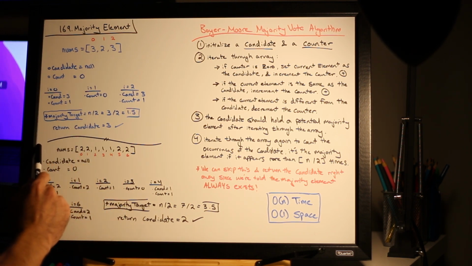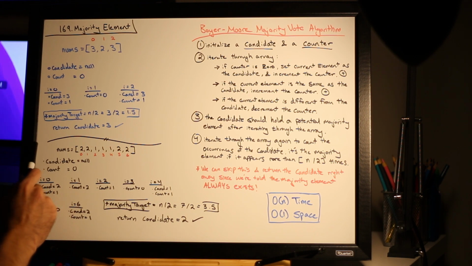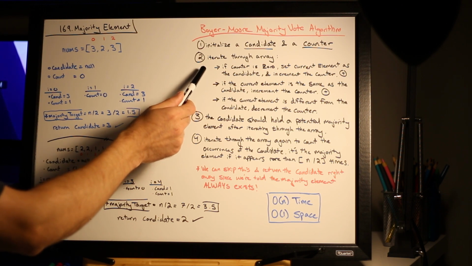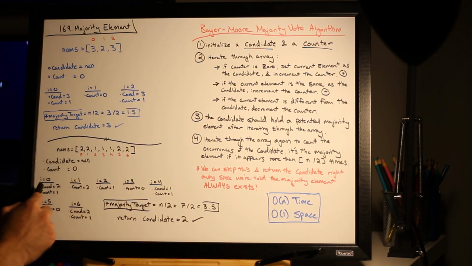Let's go over the next example. This time we have 7 elements, and we'll just run through the exact same process again. Let's initialize our candidate to null and our counter to 0. Start off with the first element at i equals 0. The first case is going to be hit with the counter. If the counter is 0, we'll set the current element as the candidate and increment the counter. Candidate is set to 2, which is the current element, and then we're going to increment our counter by 1.